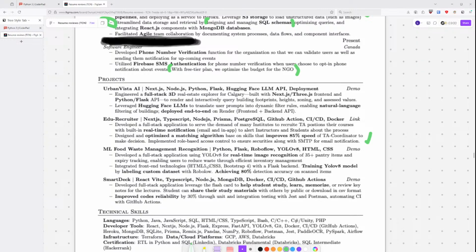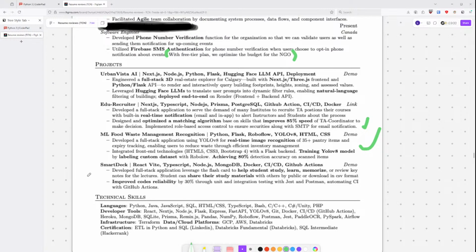80% accuracy. Okay. 80% accuracy, I can accept for a hackathon, right? I think if it's a hackathon, you should label it as such. 80% accuracy elsewhere, I don't know, man. That feels a bit low, even for a project. Smart deck. Full stack application leveraging flashcards to help students study. Include code reliability.